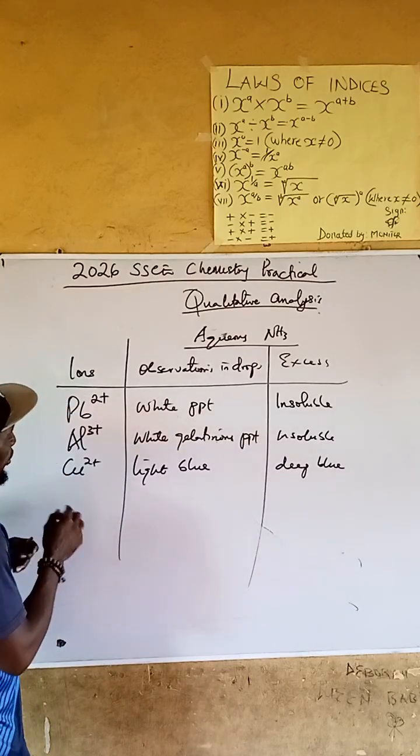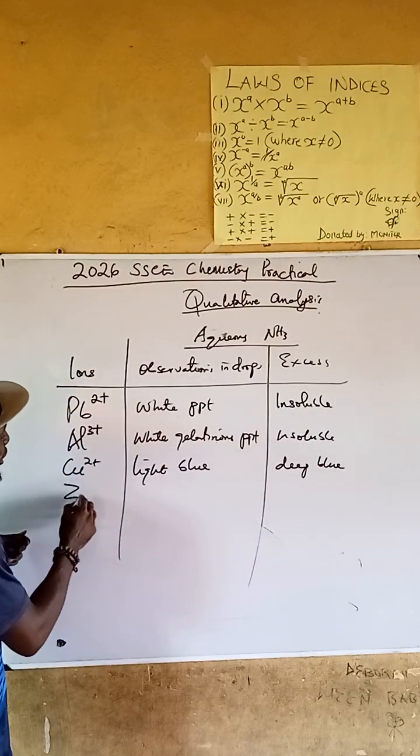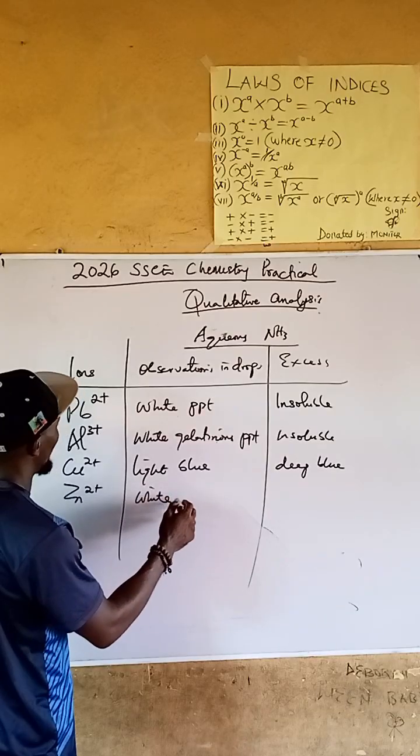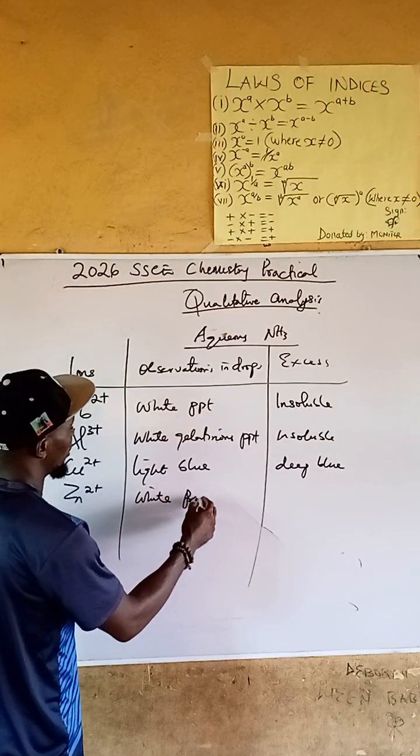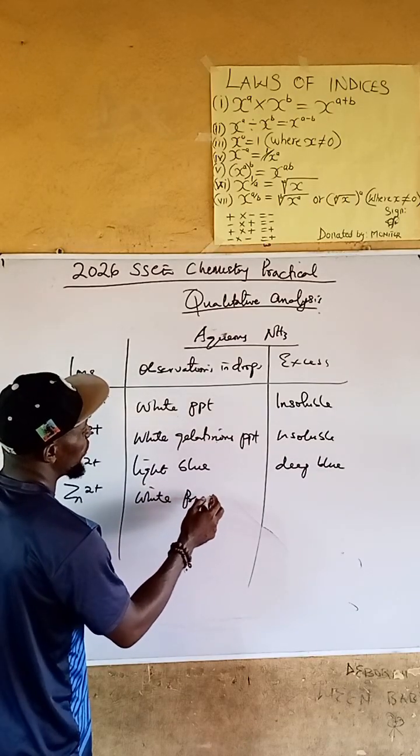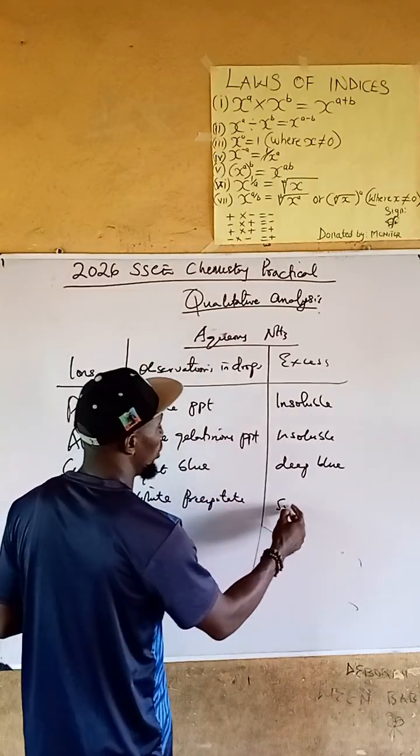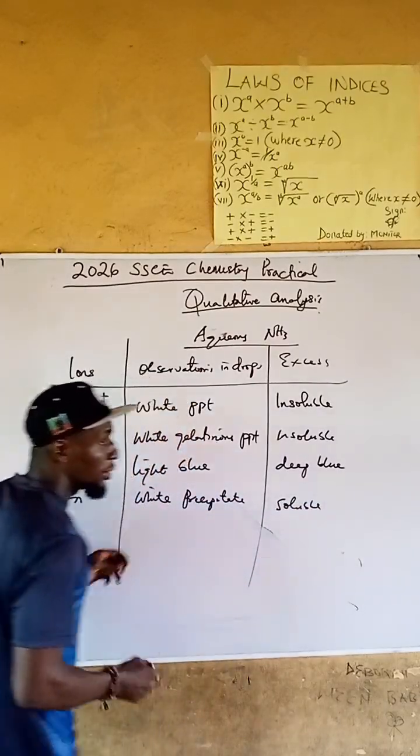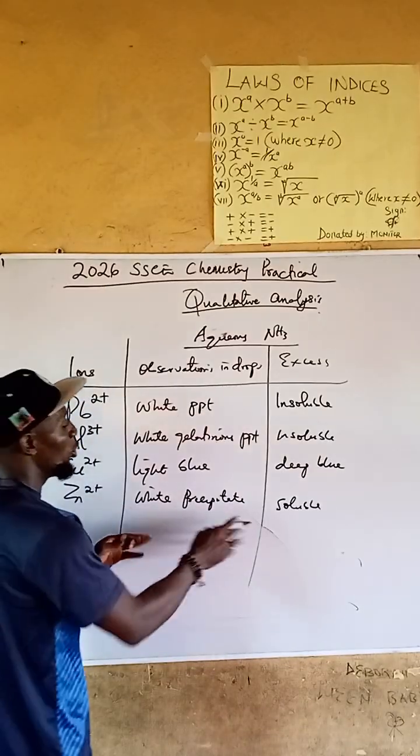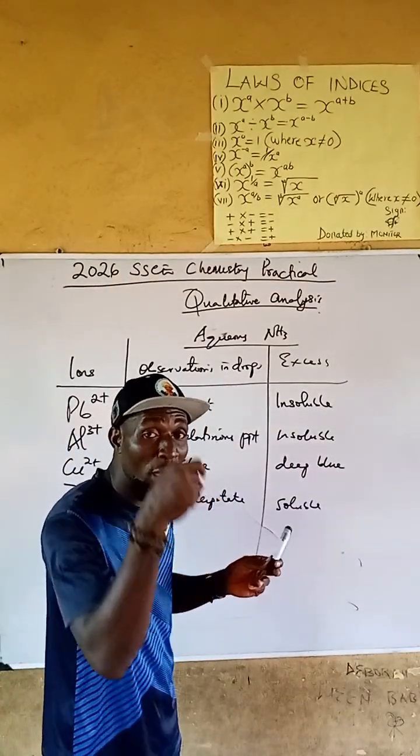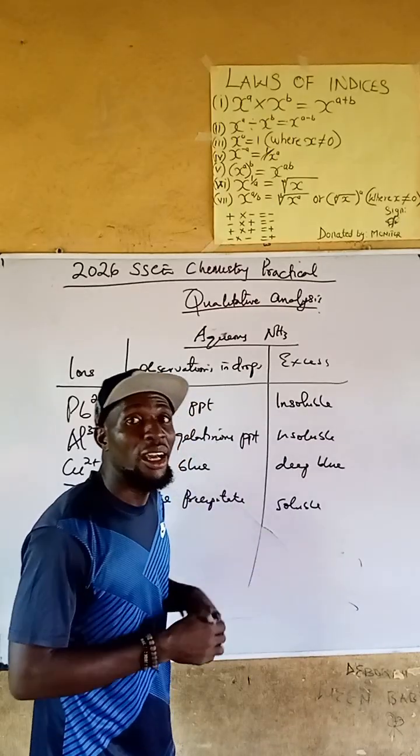Then let's say we have zinc 2 plus. It's a white precipitate that is soluble in excess. A white precipitate that is soluble in excess. At first it did not dissolve. You saw particles, but when we added more of it, it now dissolved.